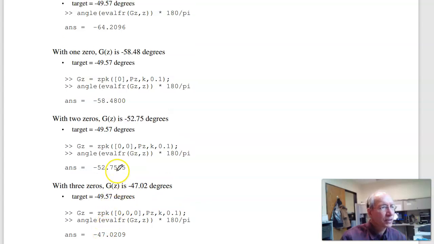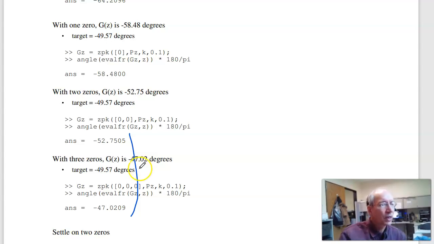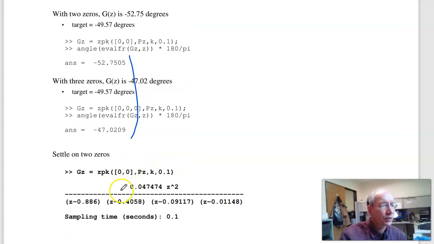So my target's minus 49.5. So it's somewhere between these two. I need 2.5 zeros at the origin. I can't do half a zero, so round down or round up. I rounded down, made it 2 zeros. Some people might do 3 zeros. Either way, you're slightly wrong.